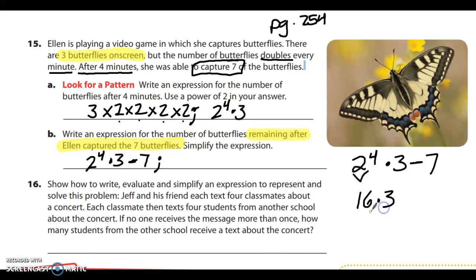We're going to multiply that by 3 because we multiply before we subtract. 16 times 3 is 48. We're going to subtract 7 and we get 41. 41 butterflies remain.